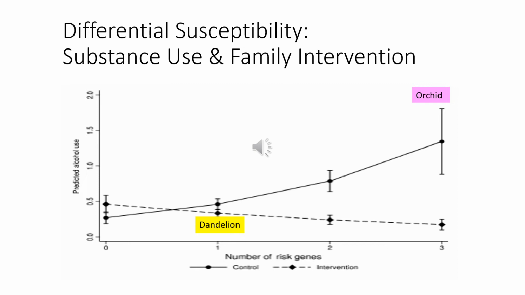And what you can see is that those who didn't have risk genes didn't see that much change with or without intervention, but those who had increasing numbers of risk genes or plasticity alleles, as we've talked about, if they didn't have the intervention, if they were the control group, then their risk for substance use, for alcohol use, went increasingly up the more plasticity alleles that they had. And if they did get the intervention, then their risk went down.